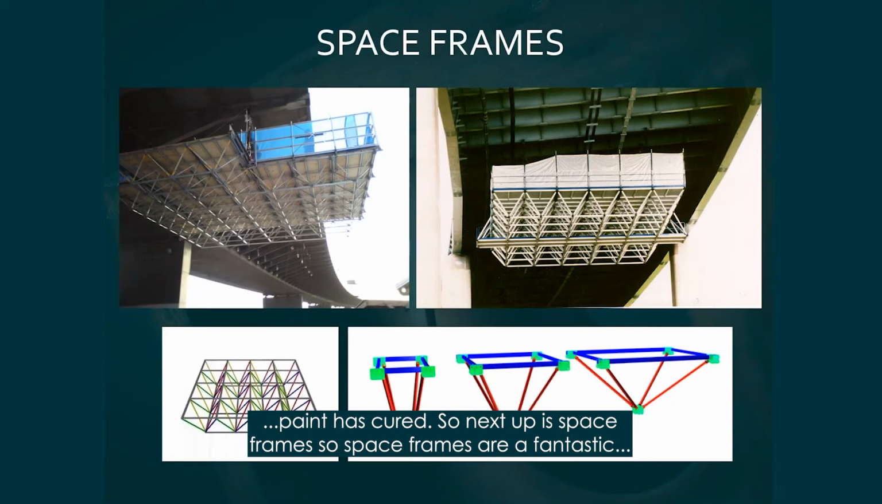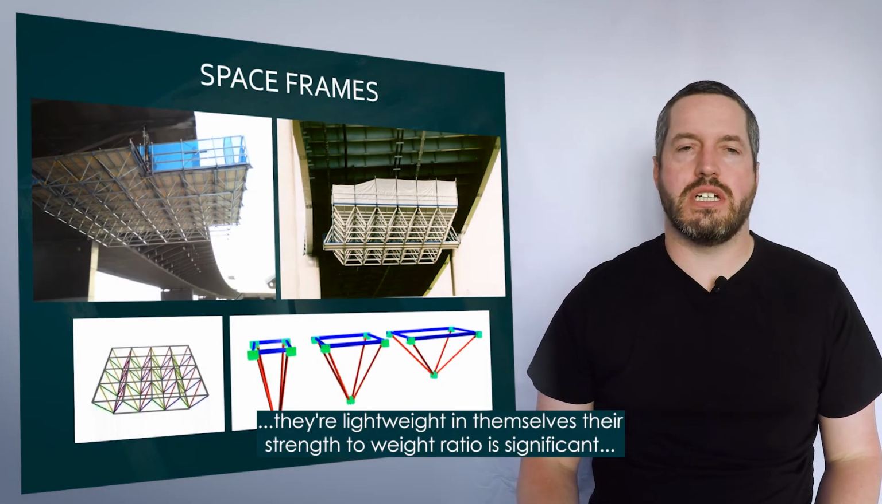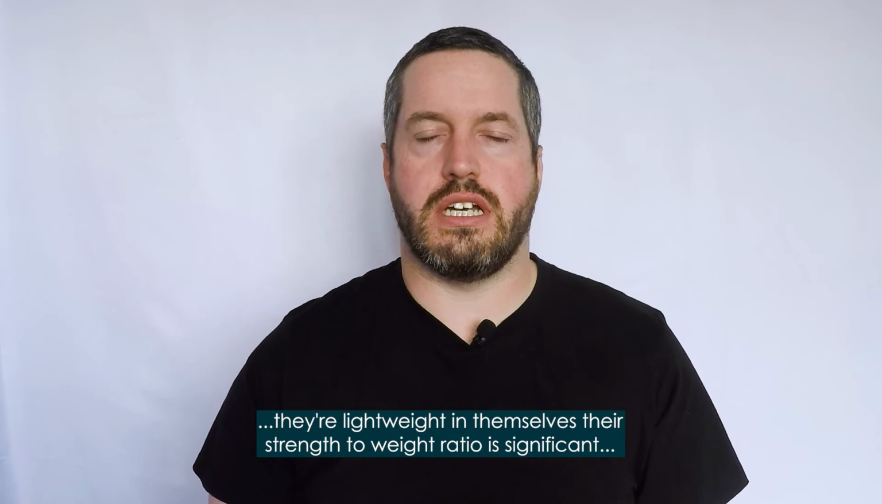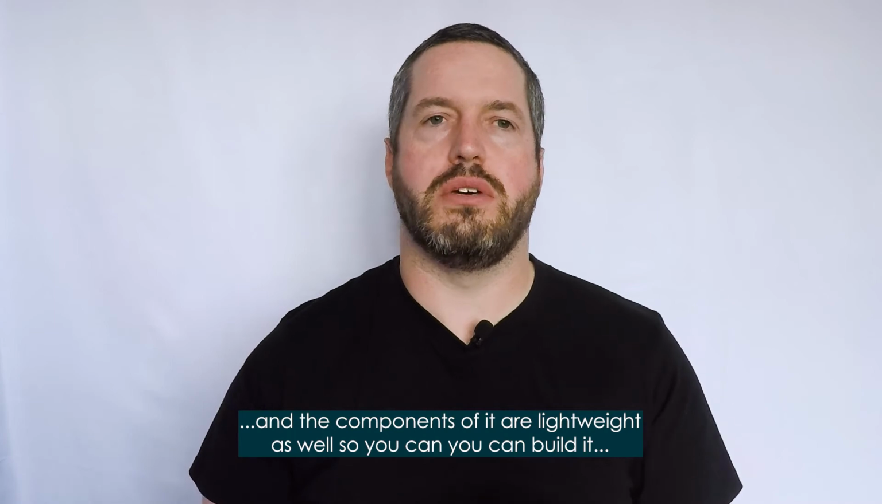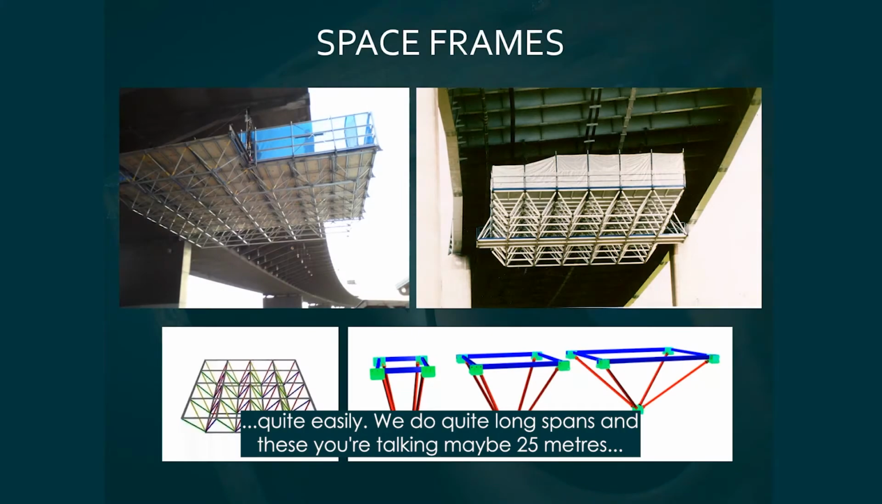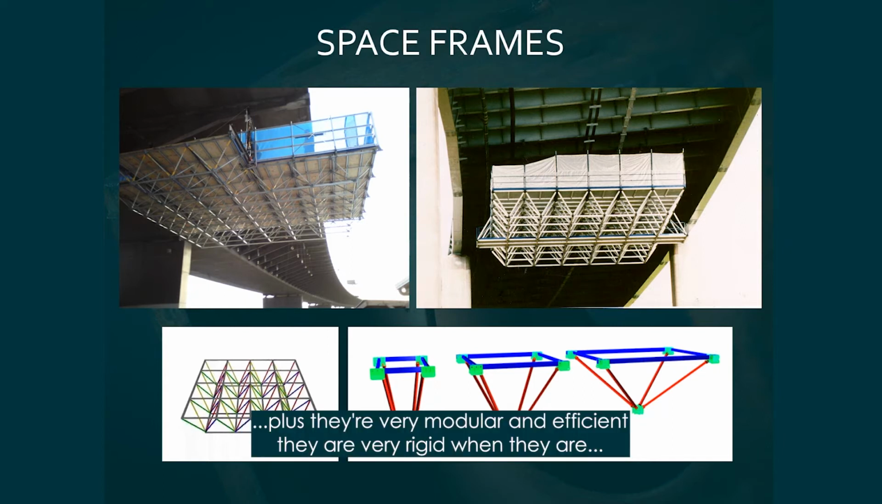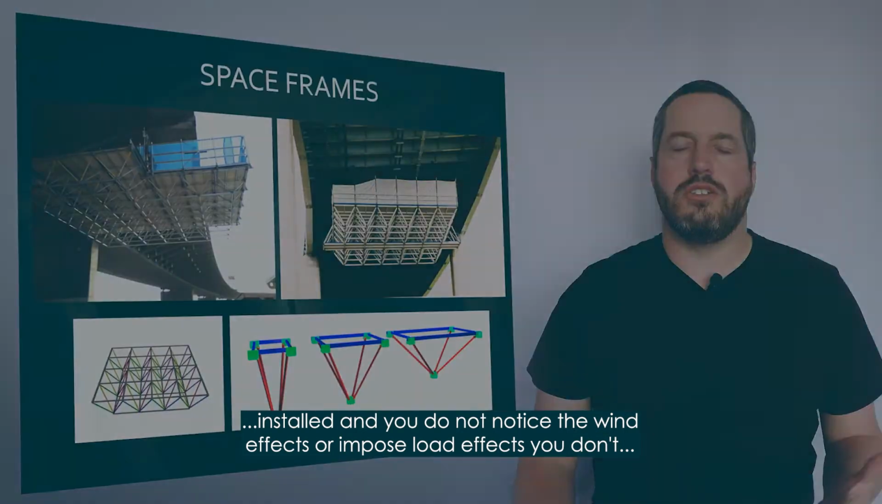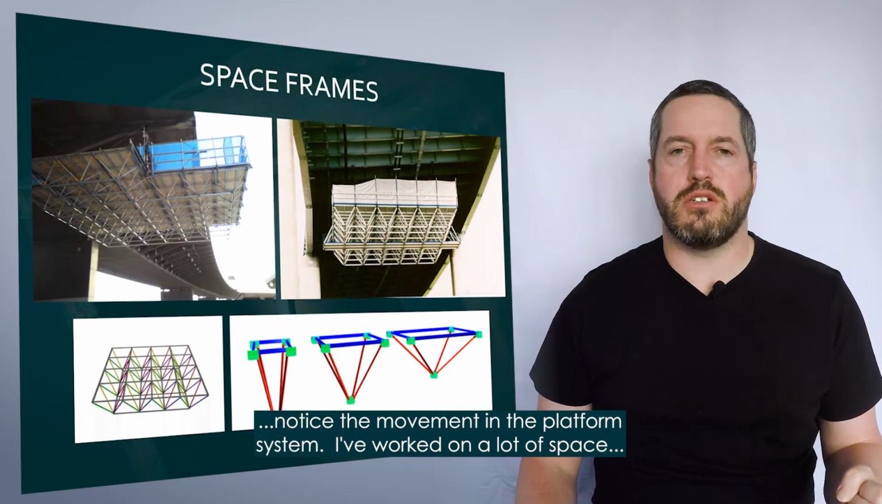So next up is space frames. Space frames are a fantastic structural element. They're essentially a 3D truss, and the ones that you see in these images here are about the size of a tennis court. Space frames are strong, they're lightweight in themselves, their strength to weight ratio is significant, and the components of it are lightweight as well, so you can build it quite easily. We do quite long spans on these. You're talking maybe 25 meters plus. They're very modular and efficient. They are very rigid when they're installed, and you do not notice the wind effects or imposed load effects. You don't notice the movement in the platform system.